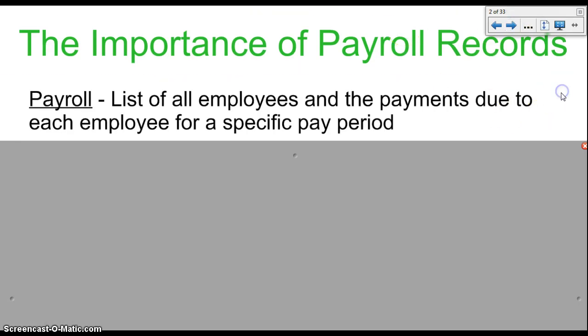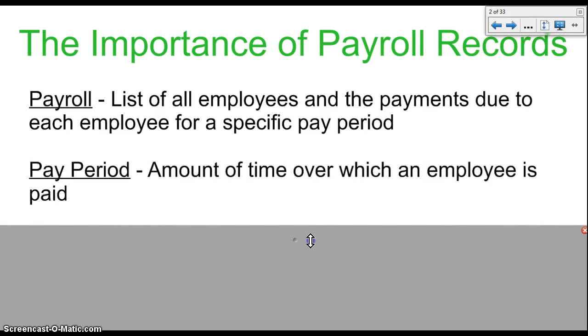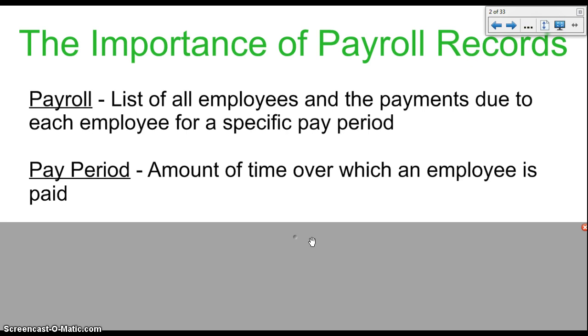Well, first, payroll is a list of all employees and the payments due to each employee for a specific pay period. So when you are completing payroll, you're looking at all the employees you have and calculating how much you owe them in the form of a payment for the time that they have worked for you over a specific pay period. Pay periods are the amount of time over which an employee is paid.